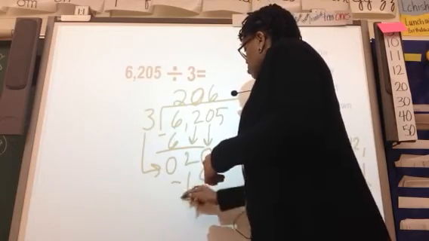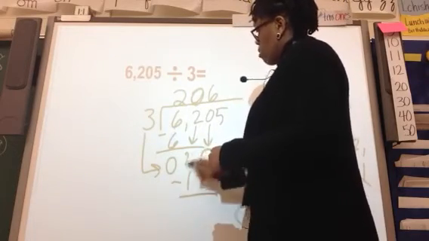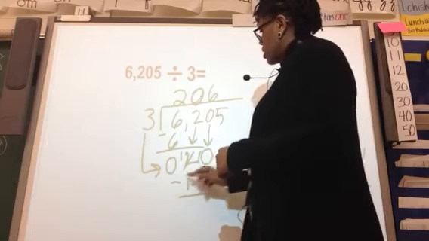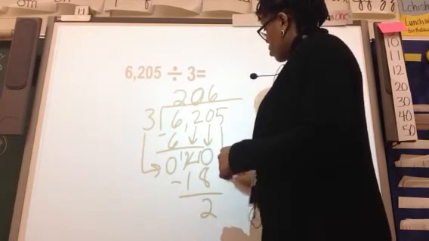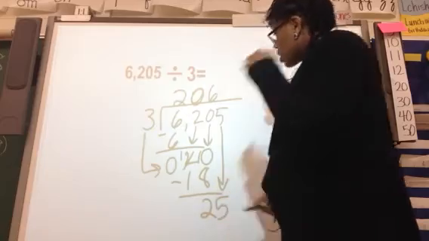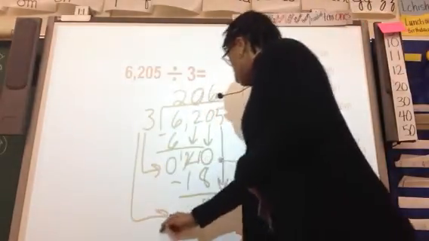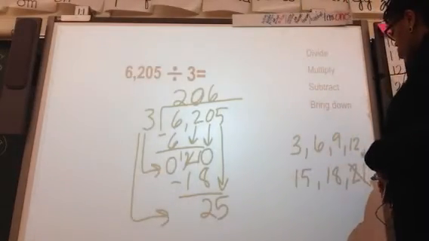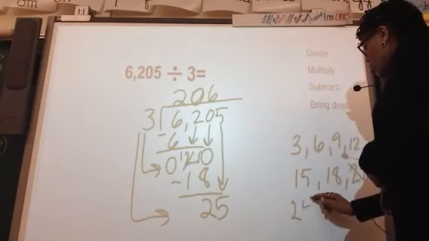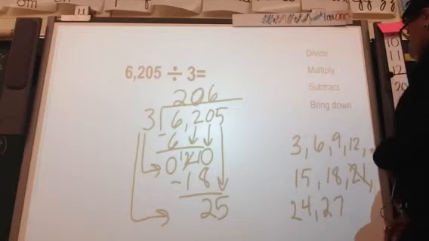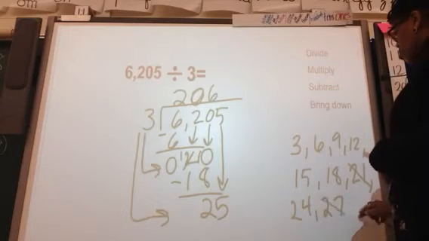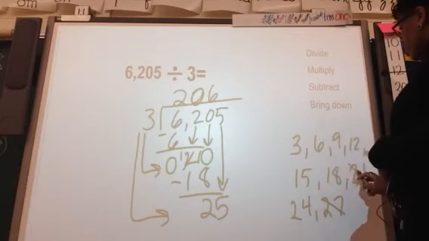Subtract that out. Can't do 0 minus 8, can you? Go off from the 2, make it a 1. This becomes 10. 10 minus 8 is 2. Then what do? Bring down our last number. You're not done yet. You still have to bring down the 5. How many 3s go into 25? Let's finish our skip counting. 24, 27, that's too high. 1, 2, 3, 4, 5, 6, 7, 8 groups.